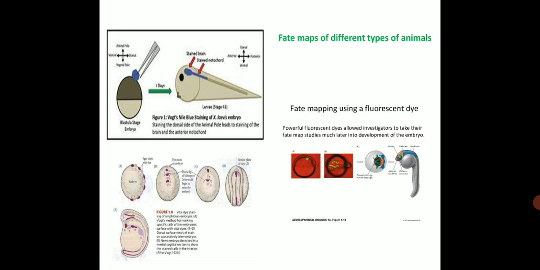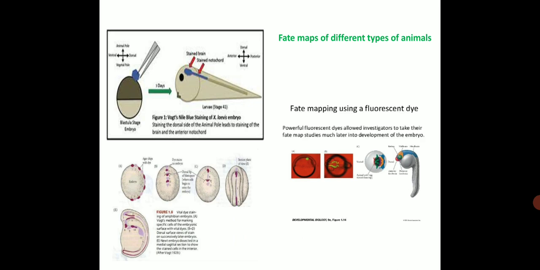Here are some examples of fate maps of different types of animals. In the first picture, staining the dorsal side of the animal pole leads to the staining of the brain and the anterior notochord. This takes place in the amphibian, in the blastula stage embryo. You can see the coloration, the stained brain and the stained notochord. This way it can be known which organ is going to be formed in which region.